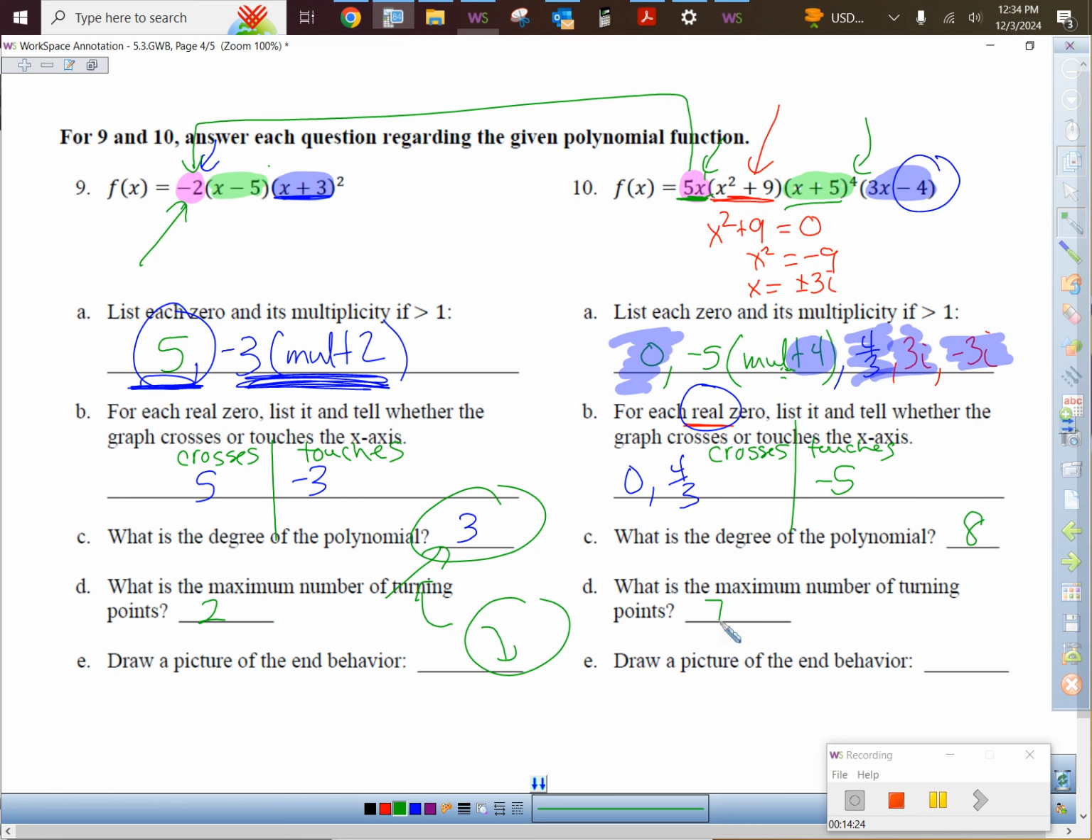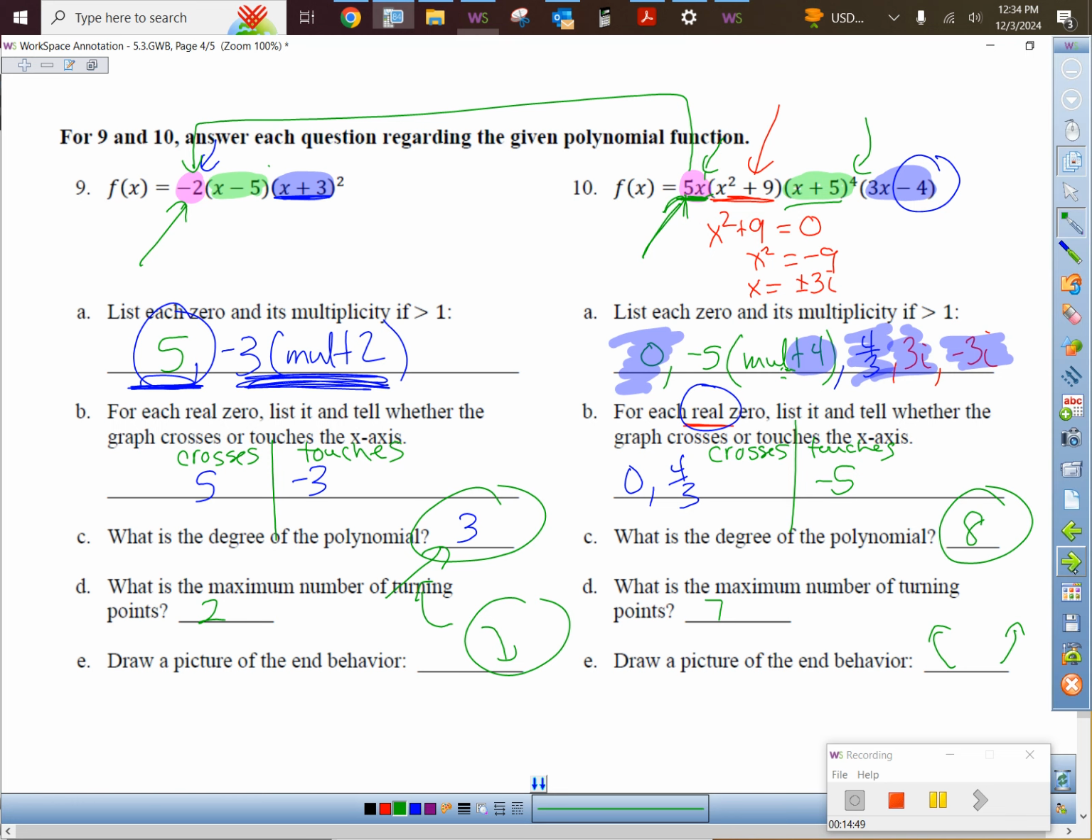Draw a picture of the end behavior. Since it is even, they both go in the same way. Since the leading coefficient is positive, they shall both go up. Little side note, it probably doesn't matter because it depends on what x is. If x is an odd number, then they're both going to open down, but we're going to go with the fact that it didn't have a negative, so we're rocking with that.